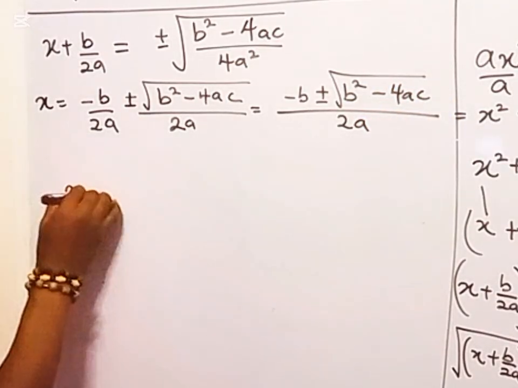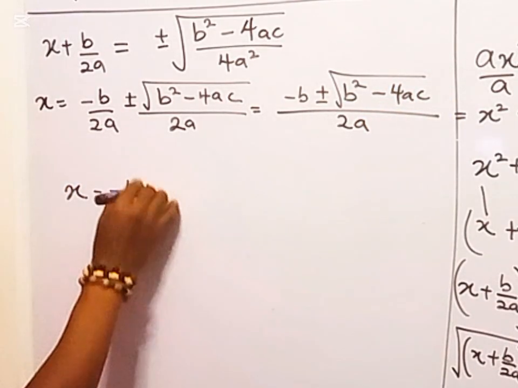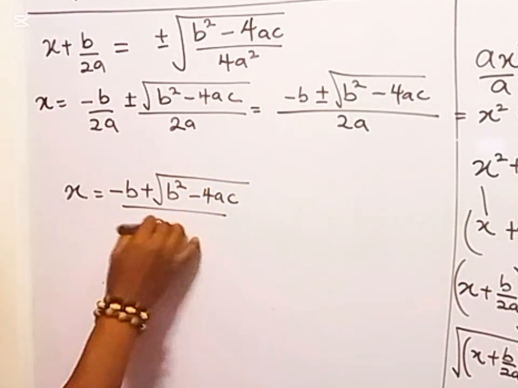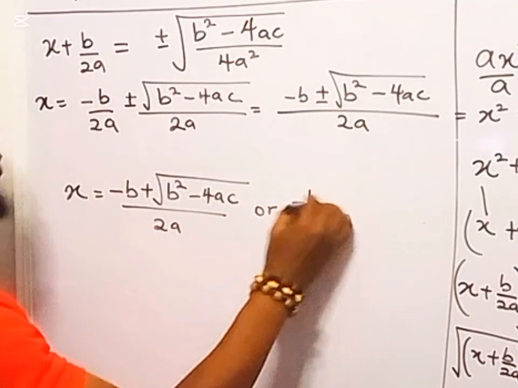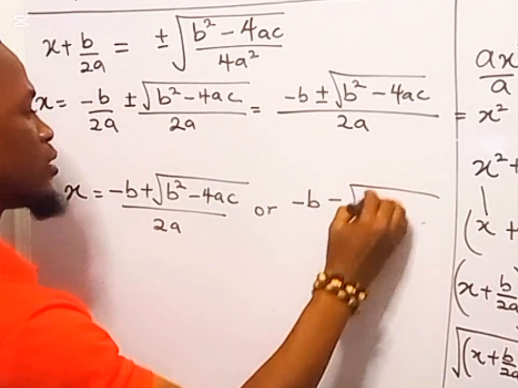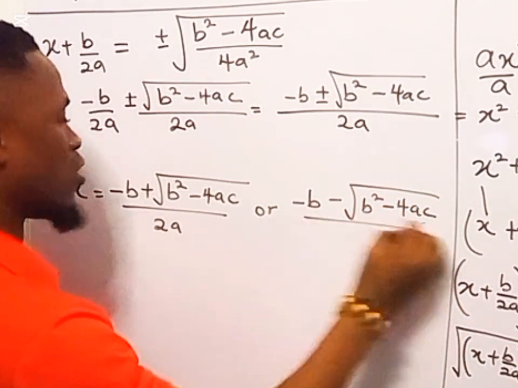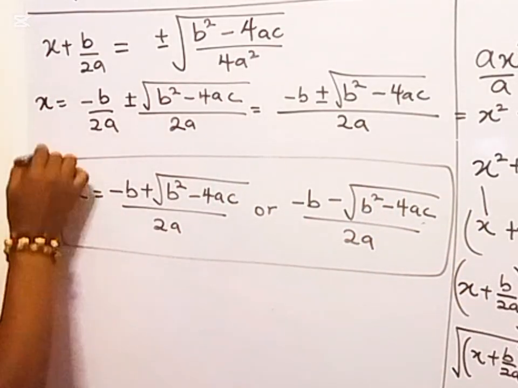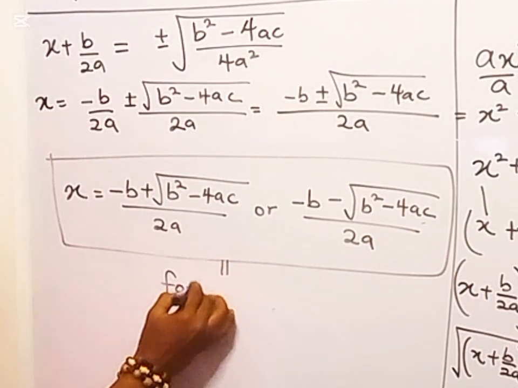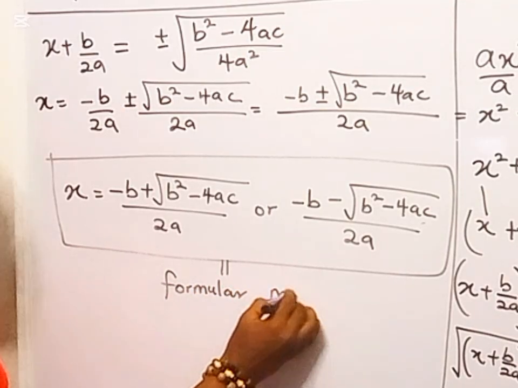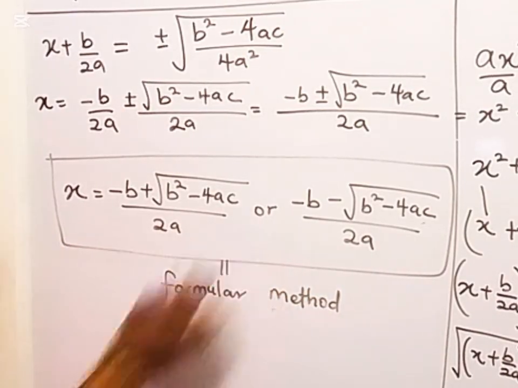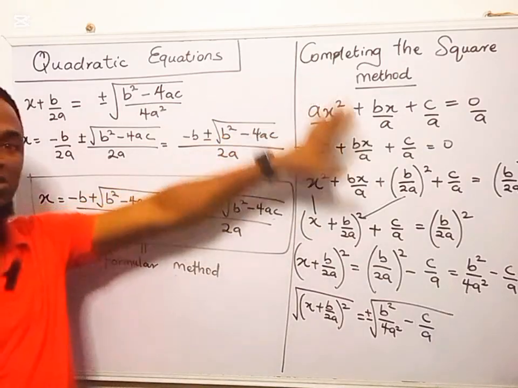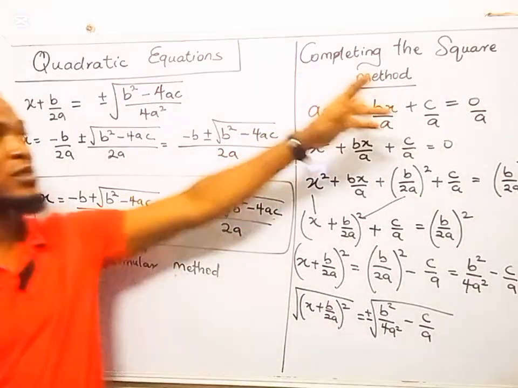We can say that our root is what? Minus b plus the square root of b squared minus 4ac all over 2a, or you can say it is minus b minus the square root of b squared minus 4ac all over 2a. So this formula is known as what? The formula method. So this is the formula method of solving quadratic equations, and all this process that I used to get it is called the completing the square method.